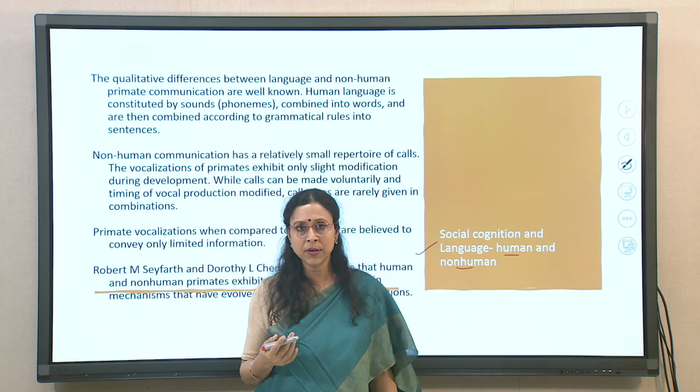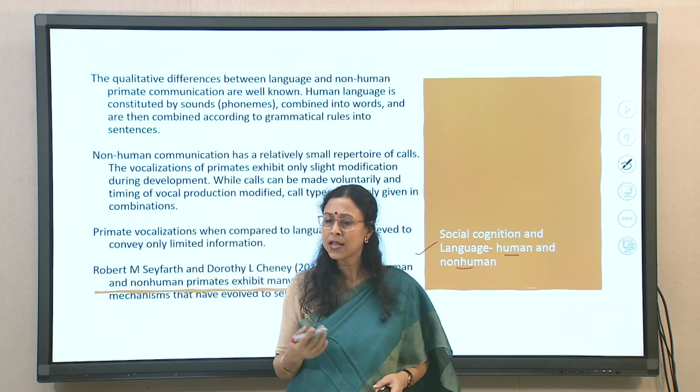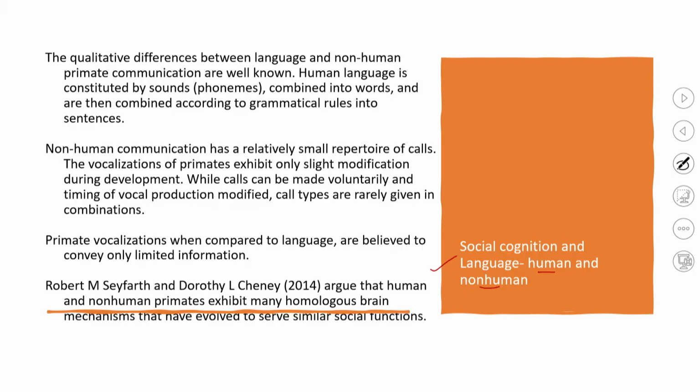Is it the same way as the human brain? Is it different? If it is different, what are the qualitative and quantitative differences? That is the domain that we are talking about here. So, non-human communication has a relatively small repertoire of calls. So, in terms of language, the repertoire of course is small.